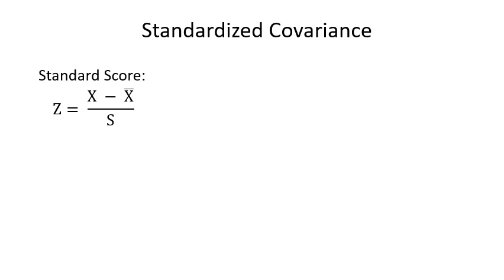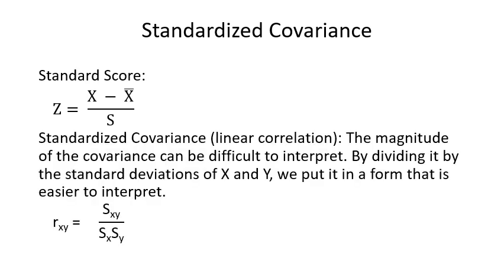So when we do a z-score, it's a standardized score. So we've done this before. It's x minus the mean divided by the standard deviation. What in a sense we're doing there is we are standardizing them. We are making them all so they're comparable. Well, we do a similar way with the standardized covariance.